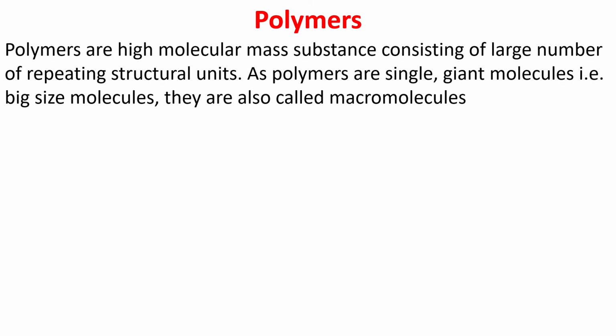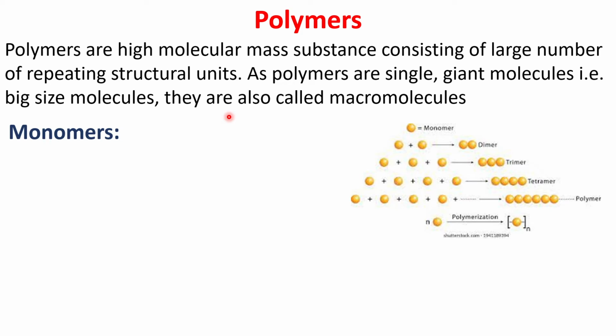So, polymers are high molecular mass substances consisting of a large number of repeating structural units that are called monomers. As polymers are single giant molecules, that is, big molecules, these are also called macromolecules. So, polymers are basically the combination of some repeating units. Those repeating units are called monomers.